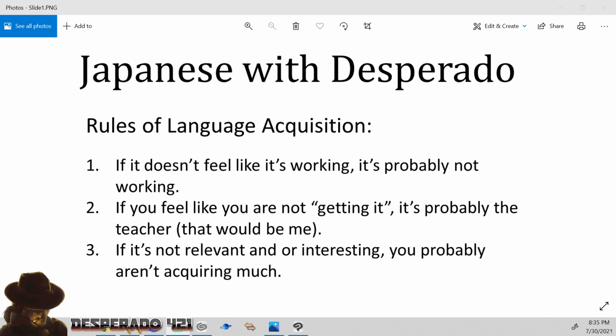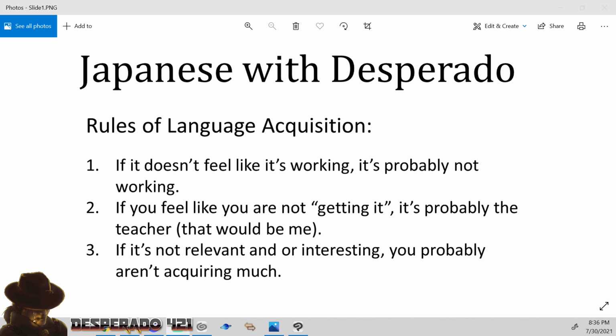We're going to go over our rules of language acquisition, and then move into the lesson. First things first: if someone tells you a certain study habit is the best, and you feel like it's not working, it's probably not working, and you need to change up the study habit to better suit your needs. So don't push yourself if you don't feel like it's working correctly.